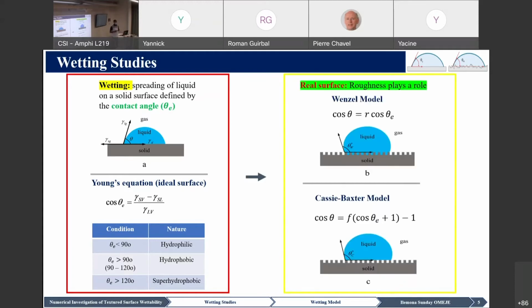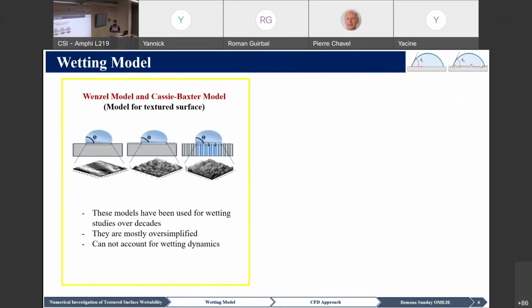But in reality, we all understand that surfaces possess some roughness. So two researchers, Wenzel and Cassie-Baxter, came up to modify Young's equation. Wenzel proposed that roughness amplifies the wettability of the surface. Cassie-Baxter further built on the Wenzel model to say that if a liquid is dropped on a structured surface, there is some air gap which will not allow the liquid to penetrate the surface. These two wetting models, Wenzel and Cassie-Baxter, have been used for over five decades to quantify the surface functionalization of textured surfaces.